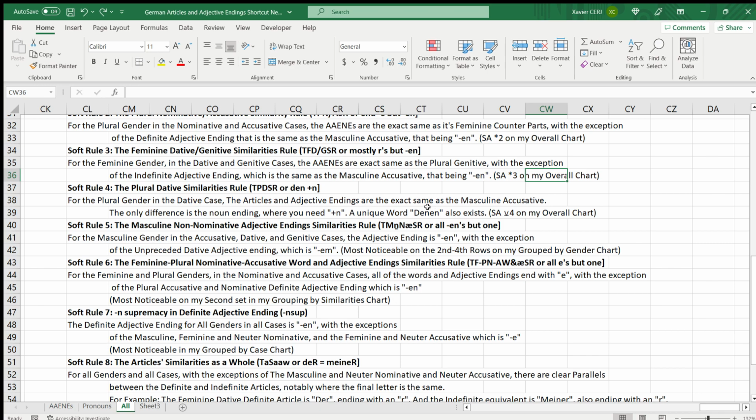The masculine non-nominative adjective endings similarities rule. Look at this, right? TM, NN, AESR, man. Like, all ends but one. So for the masculine gender in the accusative, dative, and genitive cases, the adjective ending is en, with the exception of the unpreceded dative adjective ending, which is m.